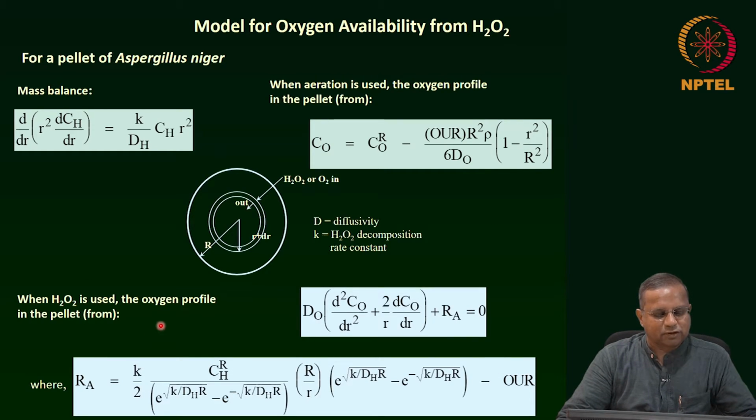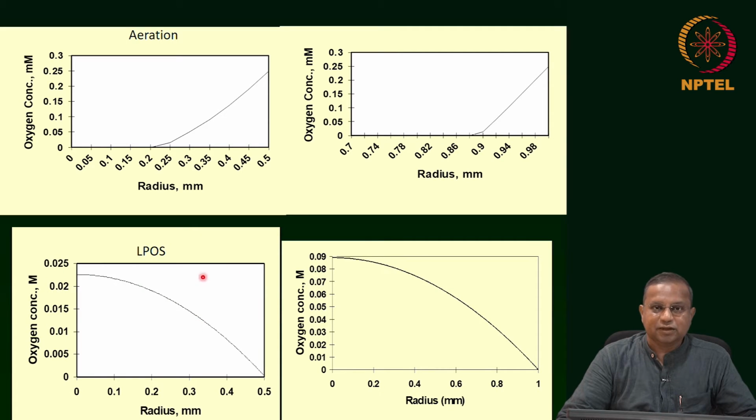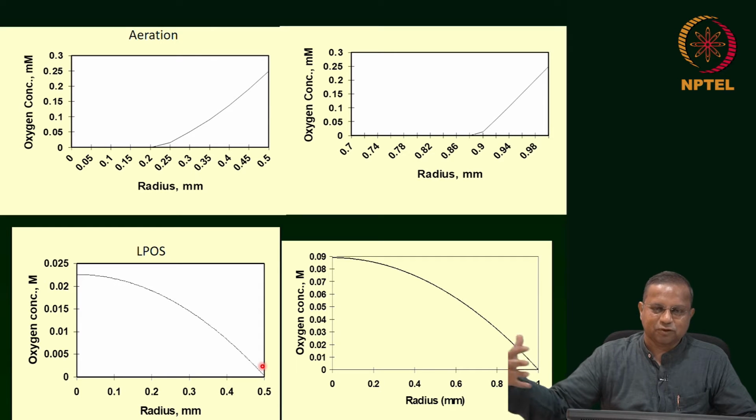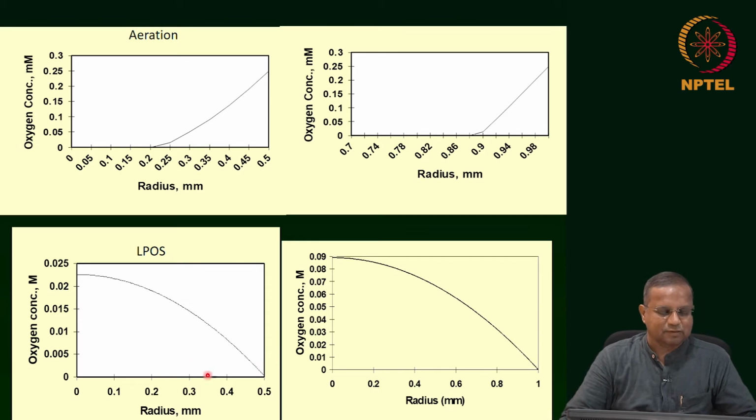Then when hydrogen peroxide is used, the oxygen profile is something like this, and this one gave us an idea of the oxygen concentration when aeration was used. And here, earlier I showed you the hydrogen peroxide profiles. Here the oxygen concentration when LPOS is used is just the reverse. Okay. It is pretty much 0 when it comes in, because hydrogen peroxide is coming in, it needs to be broken down and then oxygen released, and that is taken up by the cells.